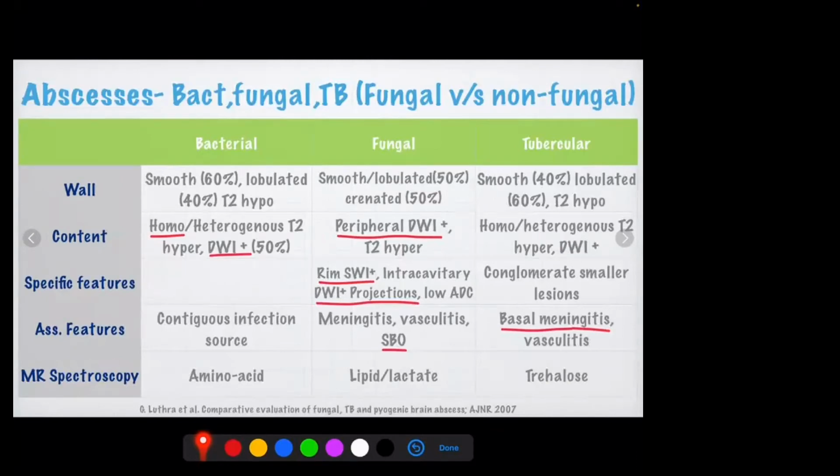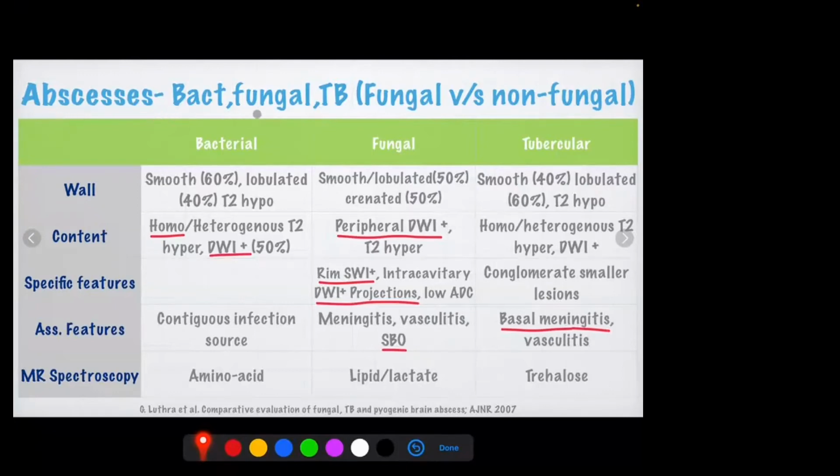The larger tubercular abscess I've directly compared here vis-a-vis the bacterial and the fungal abscesses. So by and large, the single message is that it's easy to differentiate fungal from a non-fungal cause when we have an abscess. And it's easy to say that it is a brain abscess and not a malignancy or a tumefactive demyelination, which I will discuss in the coming slides.